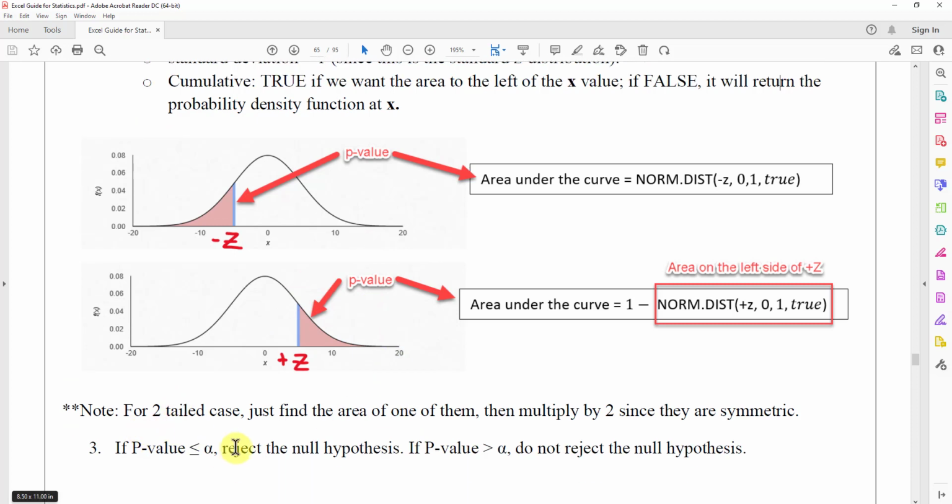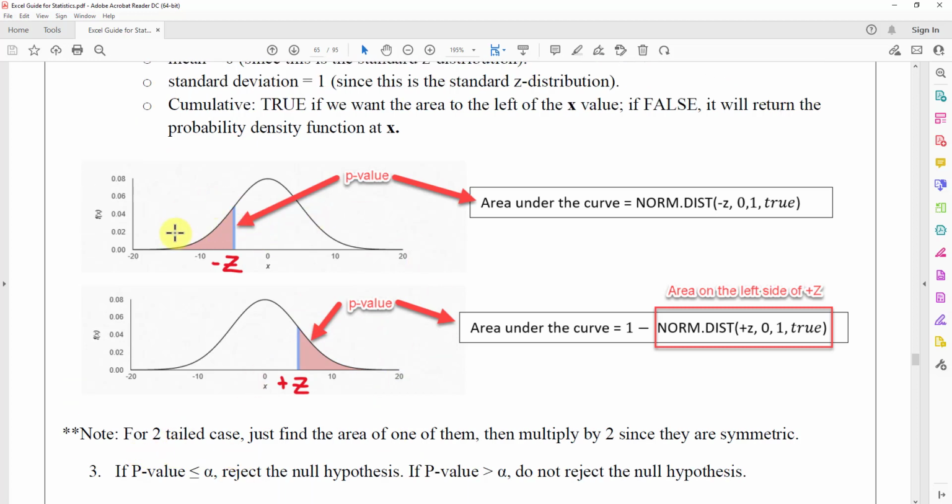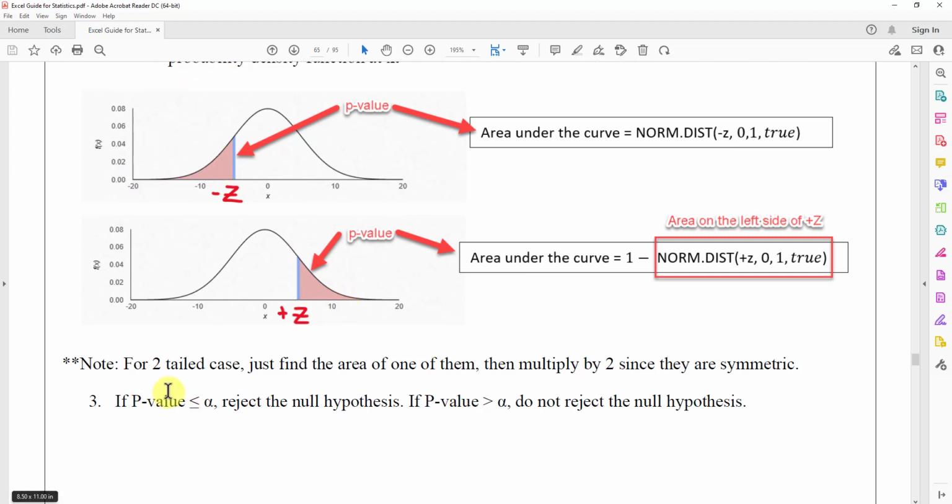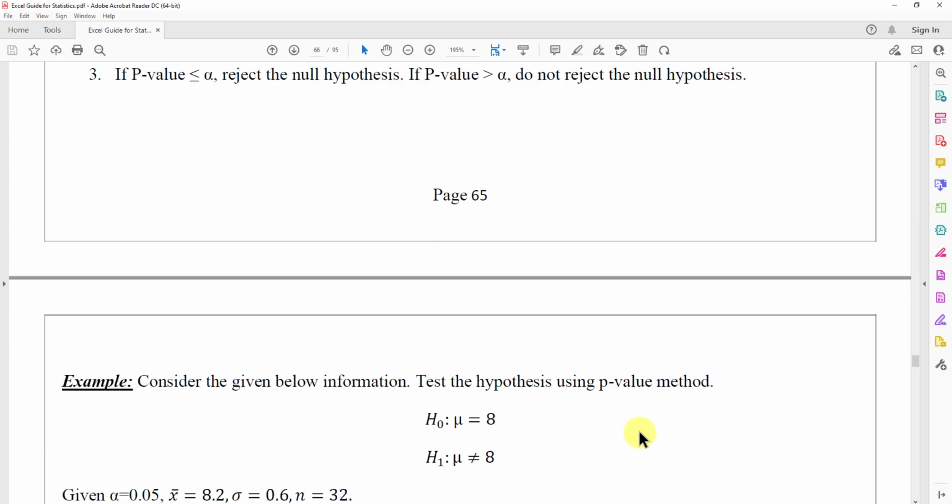For the two-tailed case, we just find one of the tails and multiply by 2, because they are symmetric. And then the rule is: if the p-value is less than or equal to alpha, we reject the null hypothesis. And if the p-value is greater than alpha, we do not reject the null hypothesis.